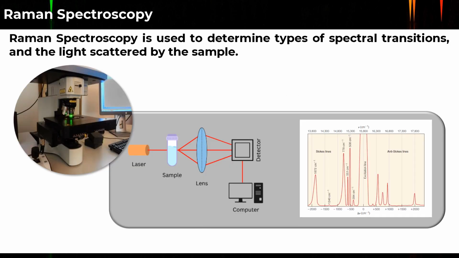Moving on to the last topic, the distinction of Raman spectroscopy is that it focuses on the light scattered by a sample rather than the light absorbed or emitted by the sample. It is a non-destructive technique that can be used to analyze the chemical structure of the sample. It uses a laser as the light source for the sample, lenses that collect the scattered light, and a detector that produces the Raman spectra.